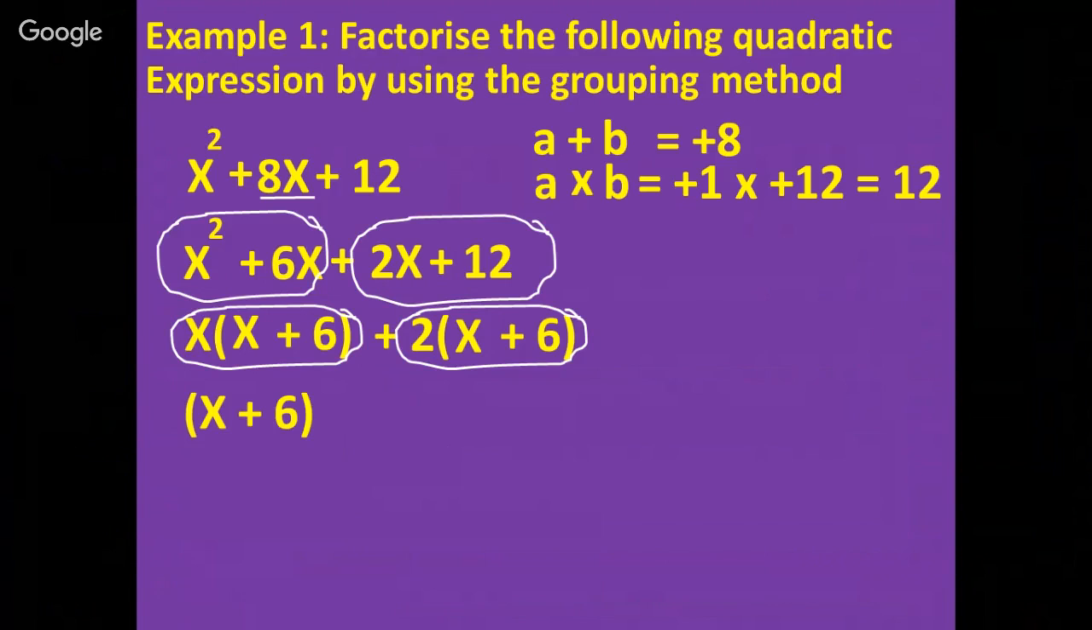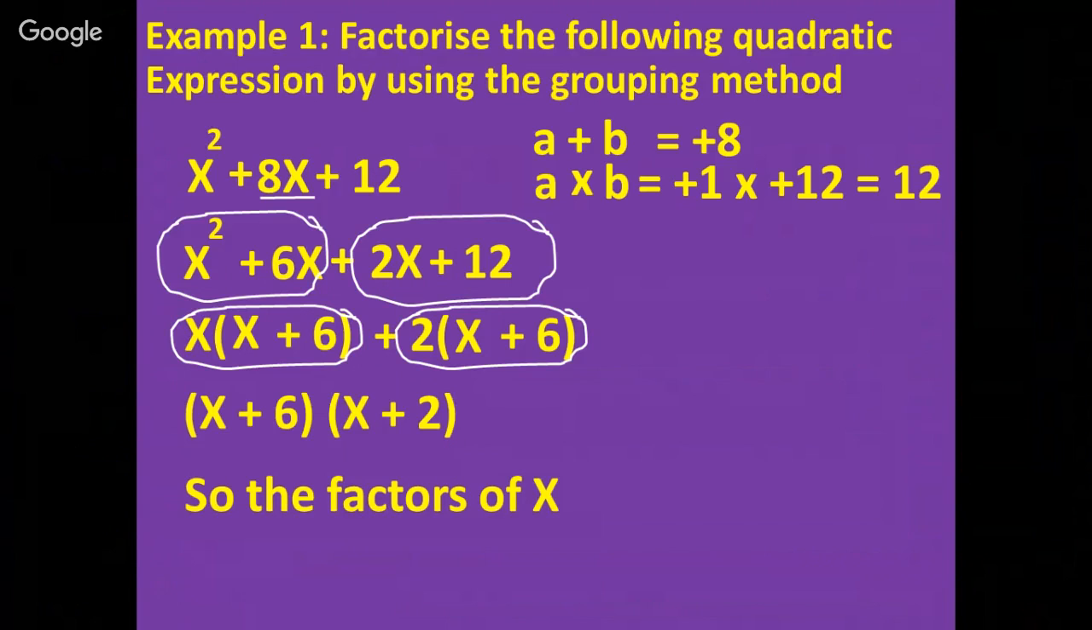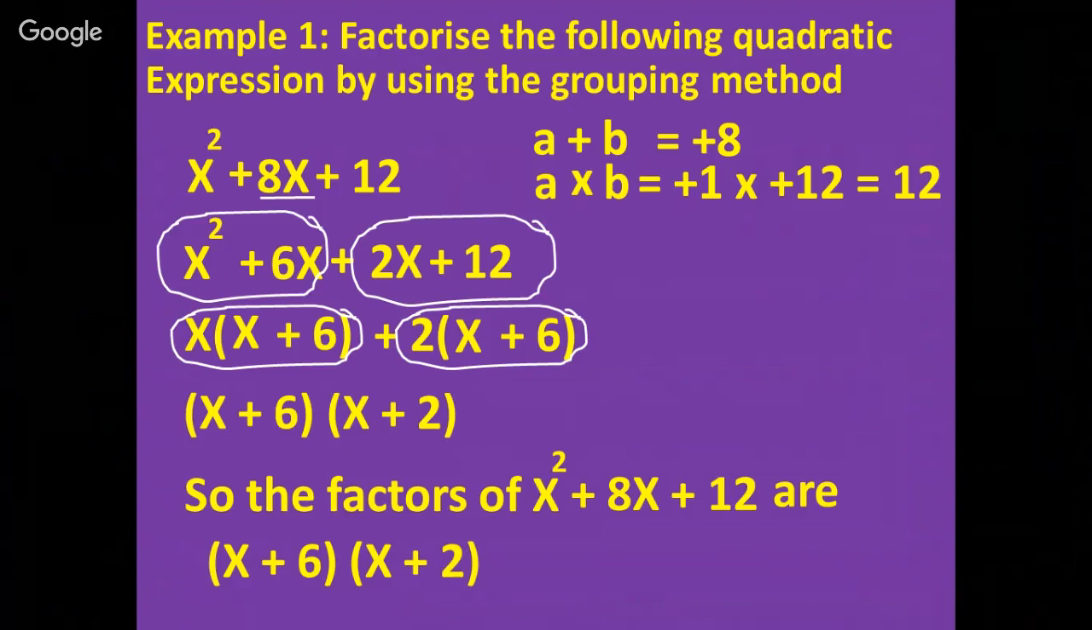x plus 6 times x plus 2. So we have factored our expression. So the factors of x squared plus 8x plus 12 are x plus 6 times x plus 2.